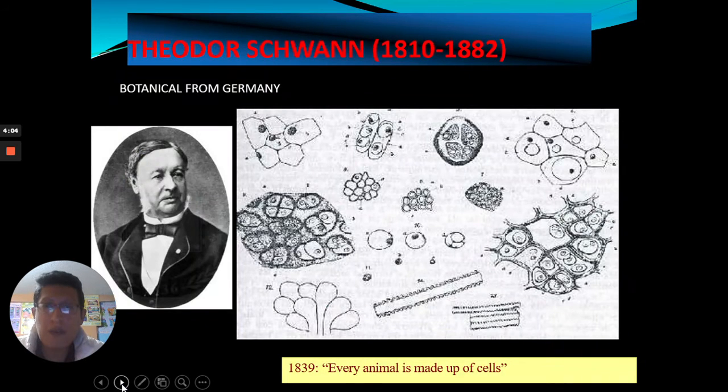Then we have here the affirmation of Theodor Schwann, 1810-1882. He was a zoologist from Germany, and he affirms in 1839 that every animal is made up of cells.